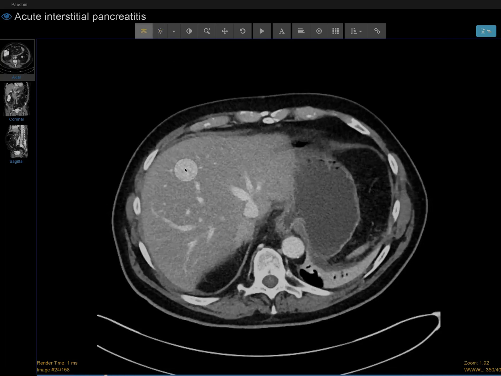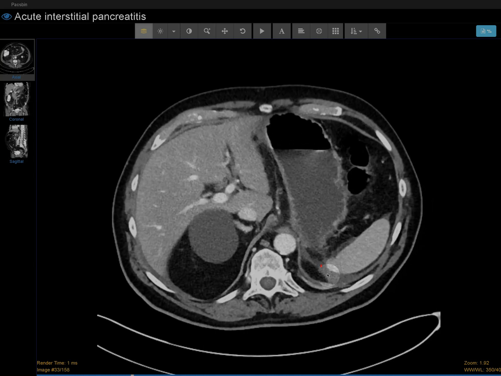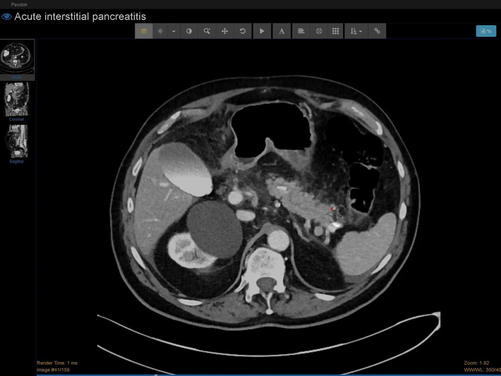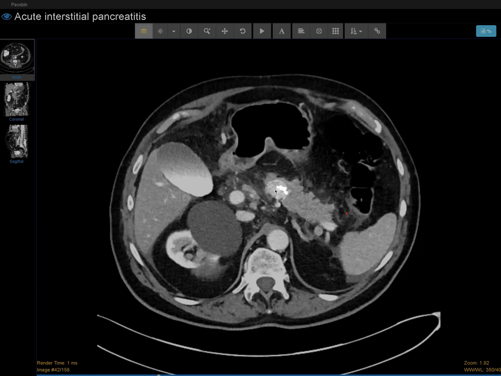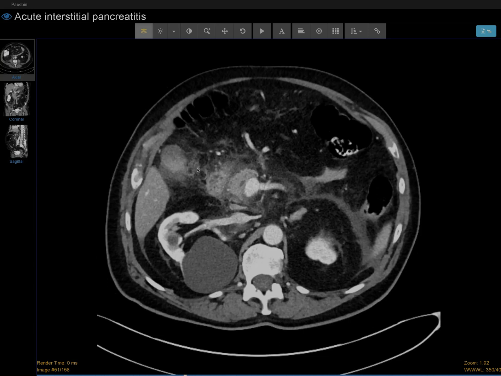The liver just grossly looks okay. Around the spleen, I do see some ascites. Scroll down to the pancreas, there's a lot of fat stranding around the pancreas, and especially as I move in this direction, there's a lot more fat stranding, probably mainly in this area.